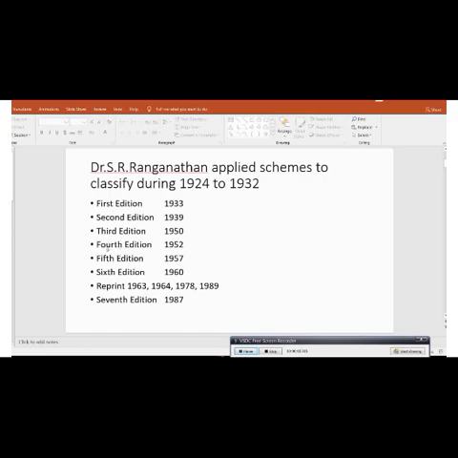Dr. S. R. Ranganathan, our father of library science, applied his schemes to classifying during 1924 to 32. The first edition came in 1933, second edition in 1939, third edition in 1950, fourth edition 1952, fifth edition 1957 and sixth edition 1960. Then the sixth edition was reprinted in 63, 64, 1978 and 1989. The seventh edition came in 1987.